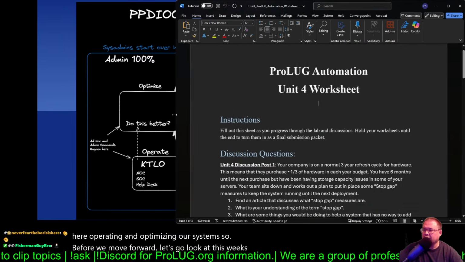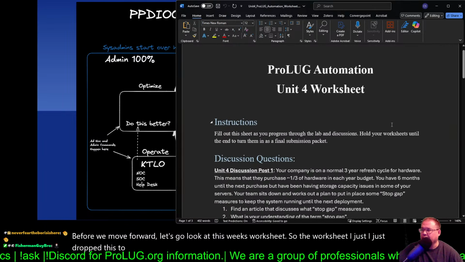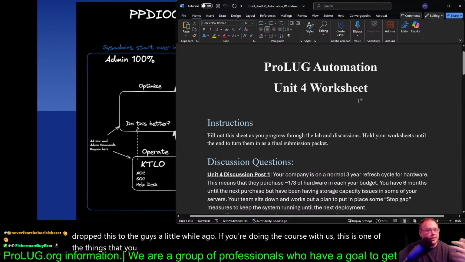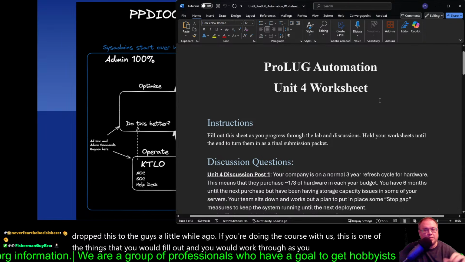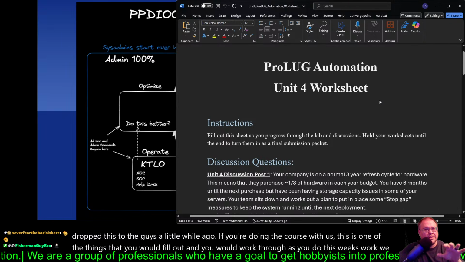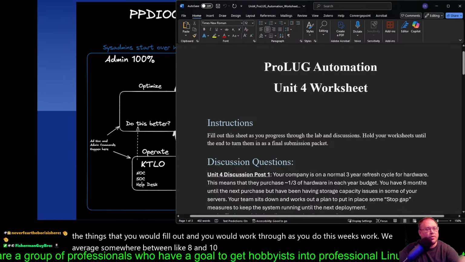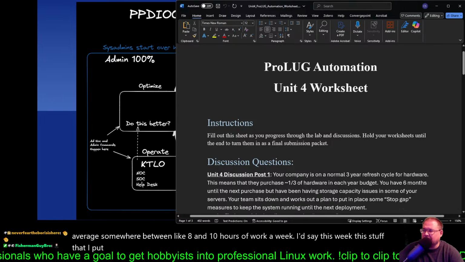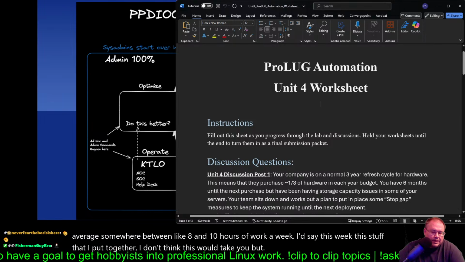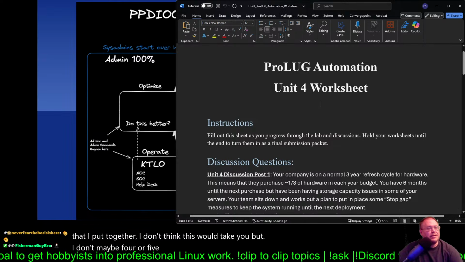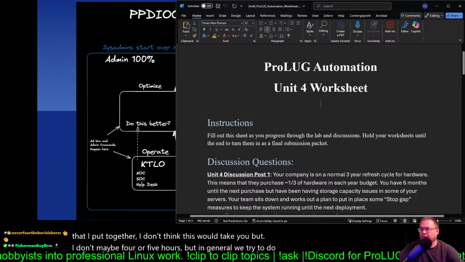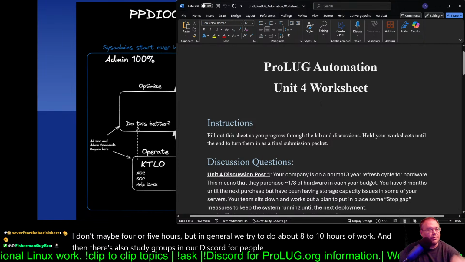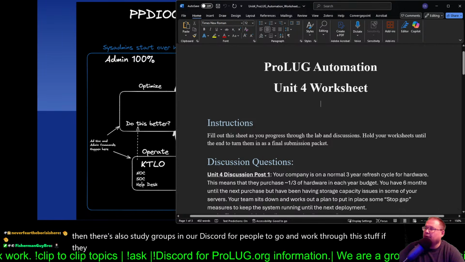So the worksheet, I just dropped this to the guys a little while ago. If you're doing the course with us, this is one of the things that you would fill out and work through as you do this week's work. We average somewhere between 8 and 10 hours of work a week. This week, I don't think this would take you but maybe 4 or 5 hours. But in general, we try to do about 8 to 10 hours of work. And then there are also study groups in our Discord for people to work through this stuff if they need. So what are we doing this week?